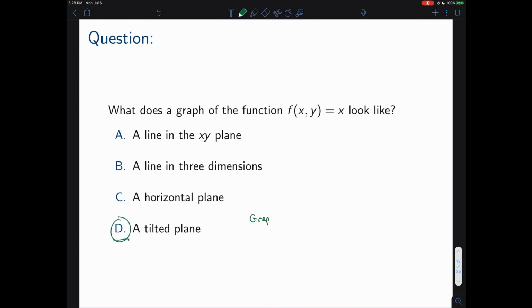The graph is given by the equation z equals x, or in other words, x minus z equals 0. Or in other words, 1x plus 0y minus 1z equals 0. So this is a plane with a normal vector given by 1, 0, minus 1. So it's a tilted plane. It's not horizontal because the normal vector doesn't point straight up or down.